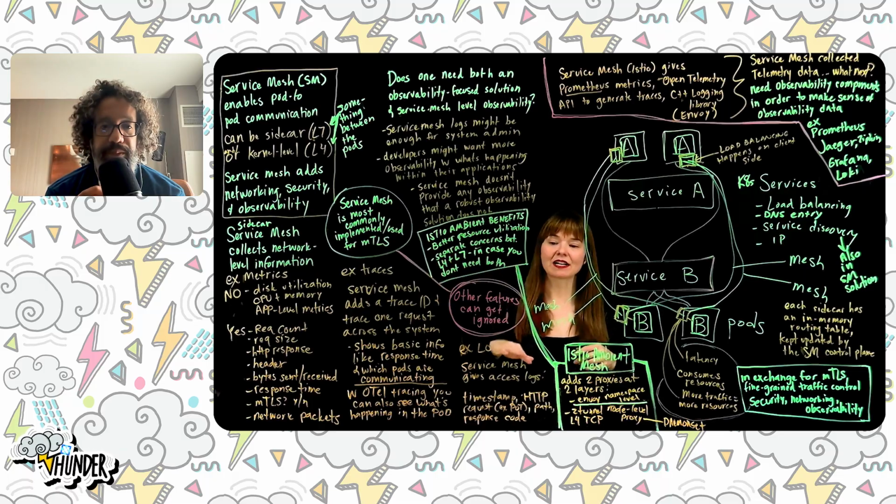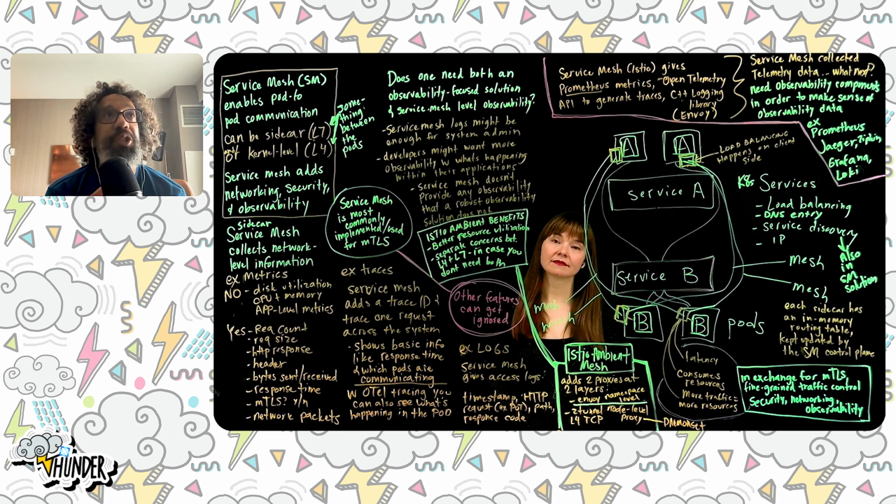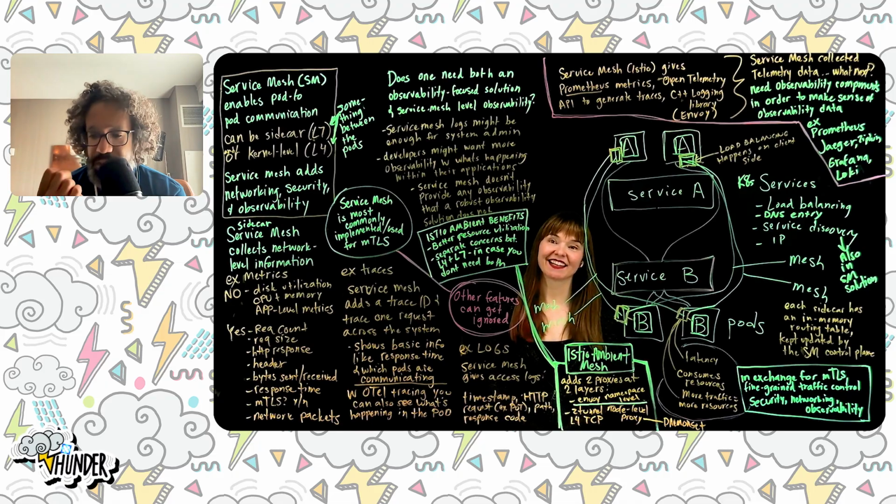And then we talked about logs. You said service mesh gives access logs. What does that mean? Yeah, the most basic version of logs is what a service mesh gives you. And access logs is essentially this component talks to this component at this time. That's the timestamp. This is the HTTP request, get, put, whatever. This is the path, and this was the response code, and maybe port information, IP address information, stuff like that. So very, very basic logs information.